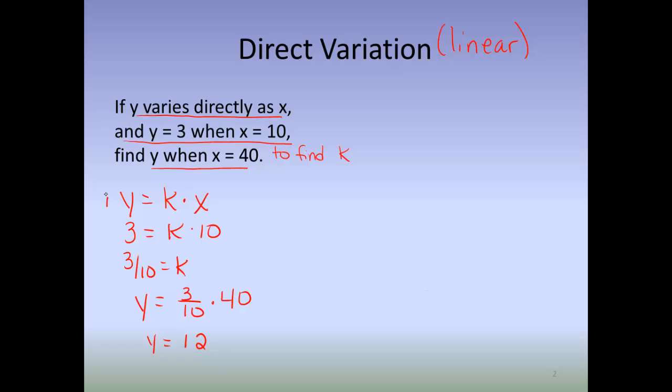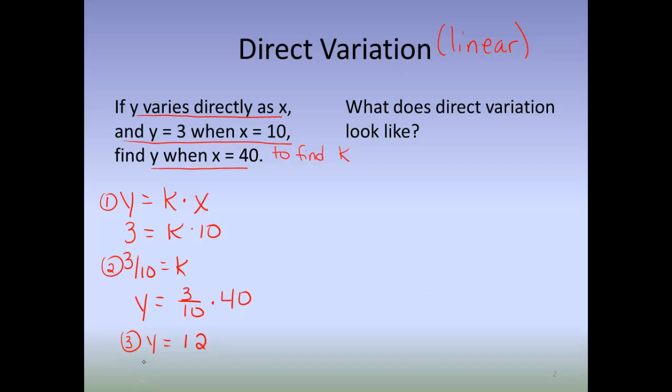So 3 parts. You have the variation equation, finding your value of k, and then finding the value that they ask you to. So what does direct variation look like? Direct variation is always going to give you a linear function through 0, 0. It will always be linear, and it will always pass through 0, 0.